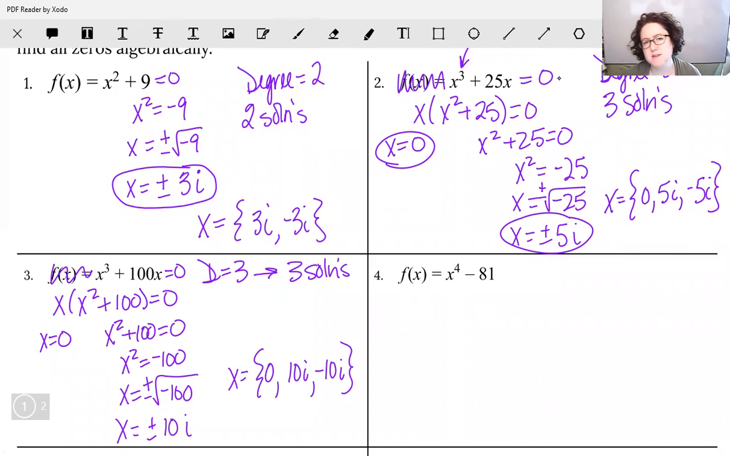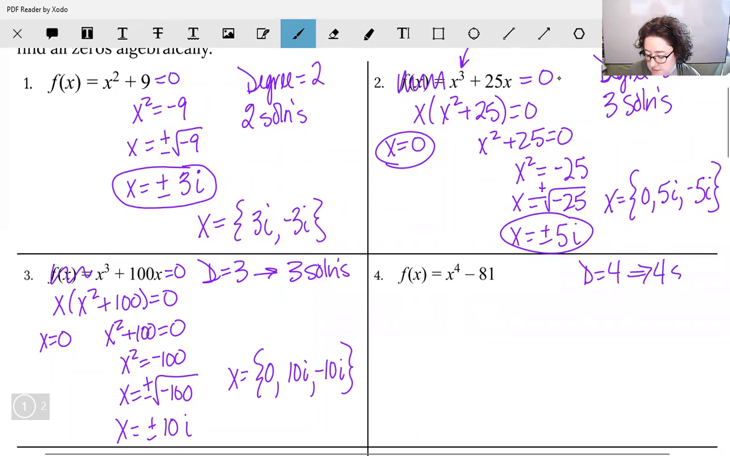Okay, number 4 is a little different. We have a degree of 4 on this one, so we're expecting 4 solutions. And again, there are two different ways I could do this. I could factor this one out if I want, and I'm actually going to do that in a future problem. But right now, actually, no, that's probably going to be the best way to do this.